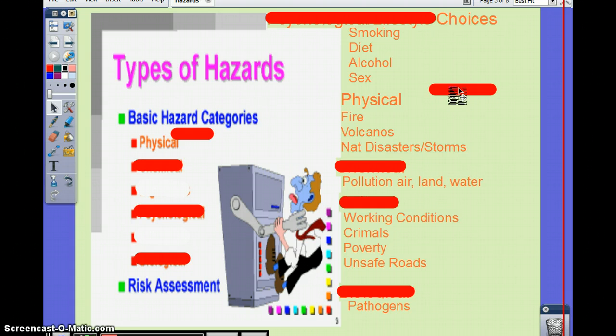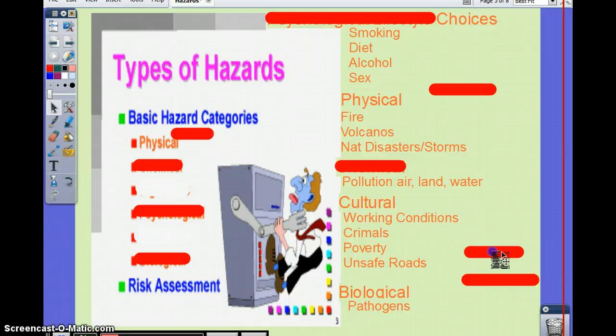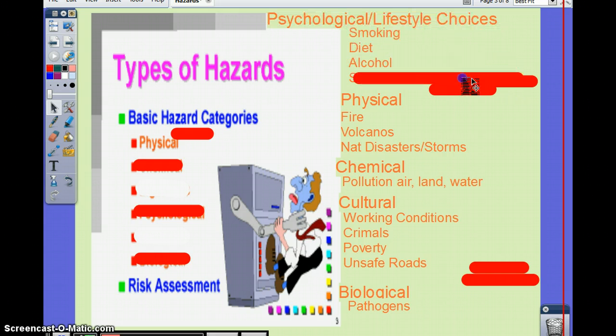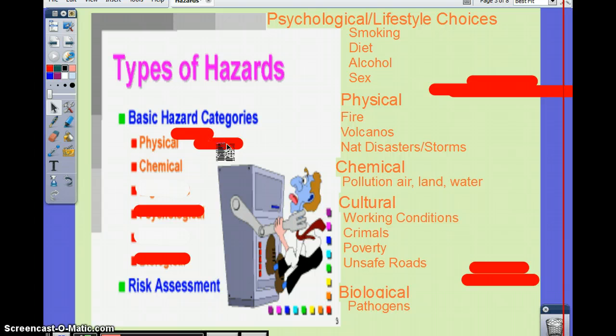Physical: fires, volcanoes, natural disasters. Biological hazards, as you mentioned. What else? Environmental hazards, which are kind of like under cultural, I guess you could say. Oh, you're looking at pollution, land, and water? That's actually chemical hazards. Remember when you reference the word pollution? It's chemicals being introduced. Psychological lifestyle choices is also a hazard. So smoking, your choice to do all these things, I guess is what they're saying.